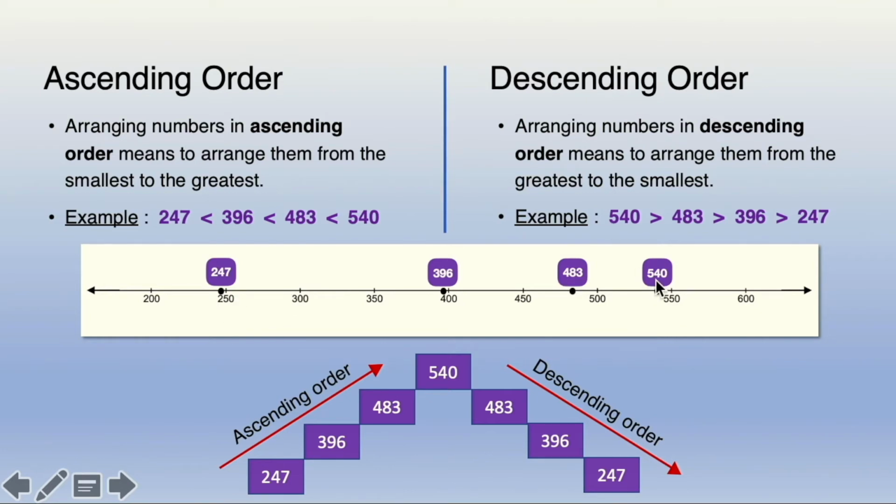First comes the number 540, then it is greater than the number 483, which is greater than the number 396, which is greater than the number with the least value, that is 247. And this is the descending order of the 4 numbers, that is, the numbers are decreasing in their values.